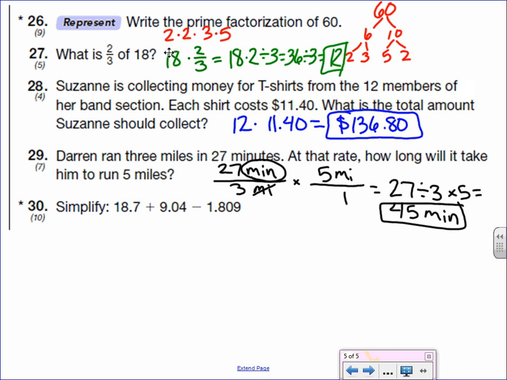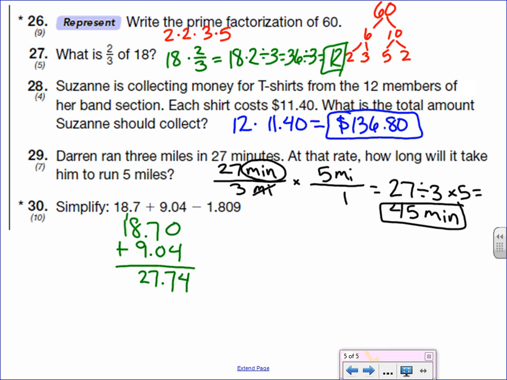Then we have 18.7 plus 9.04. When you're adding or subtracting decimals, you line up the decimal point. You can add zeros to be placeholders. So 0 plus 4 is 4, 7 plus 0 is 7, 8 plus 9 is 17, 1 plus 1 is 2.